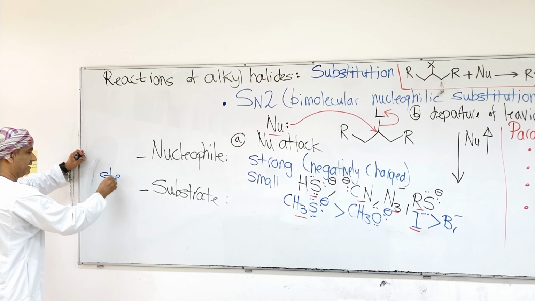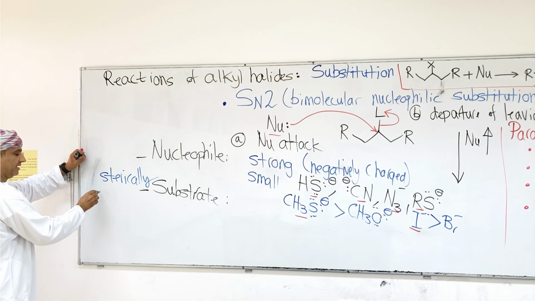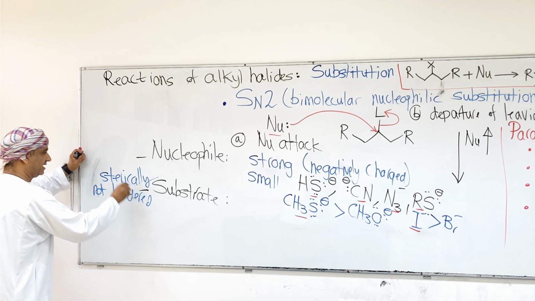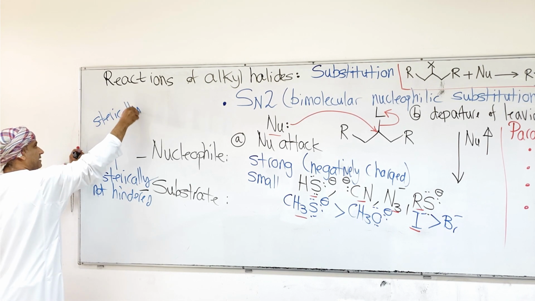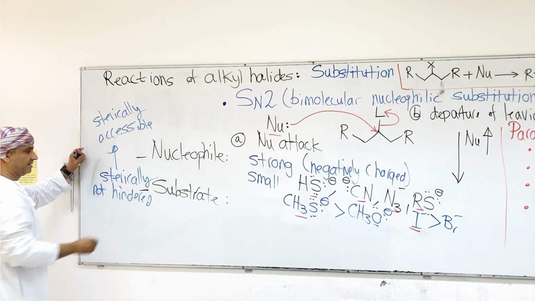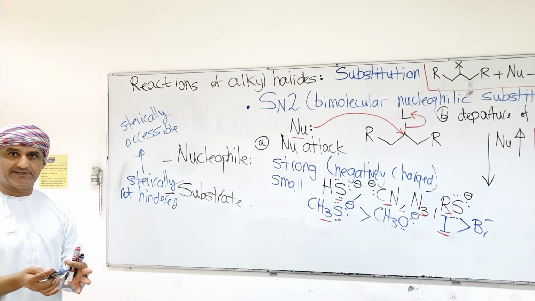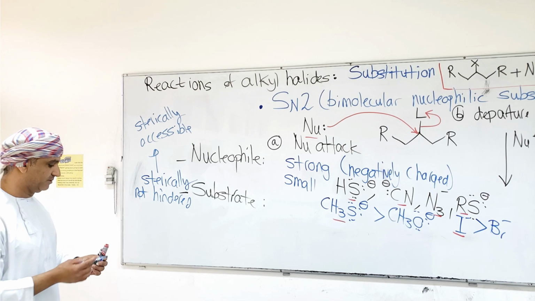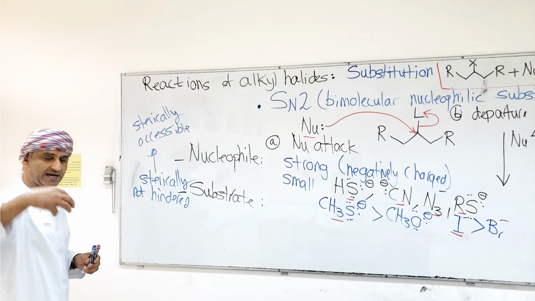This is a very important requirement: sterically not hindered, or sterically accessible. The substrate should facilitate the nucleophilic attack. Again, for it to do so, it should be sterically unhindered, not bulky, or accessible. So the best substrate would be the substrate with the least steric hindrance around the electrophilic carbon.